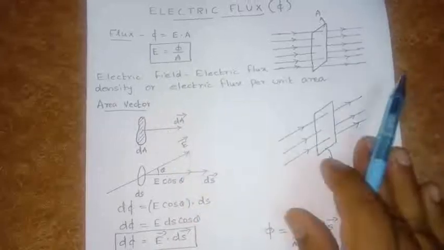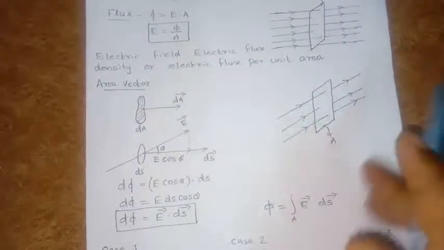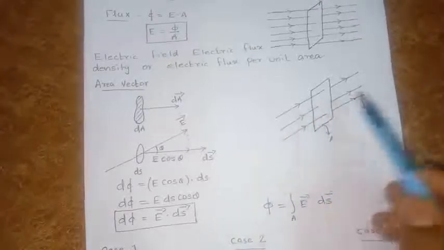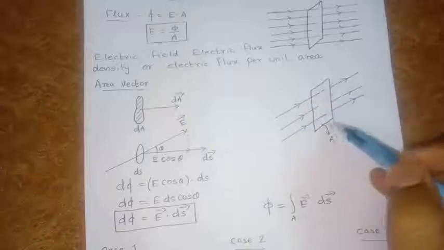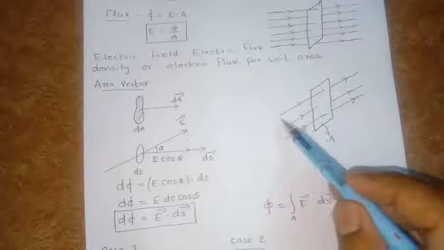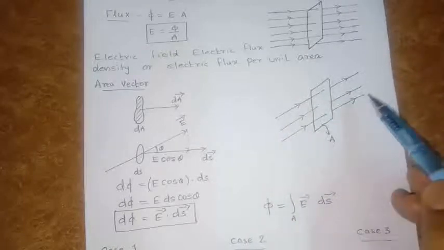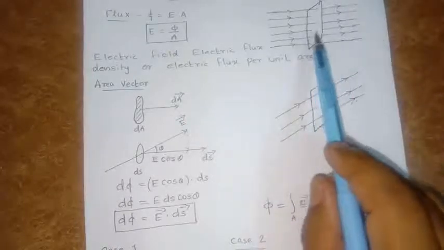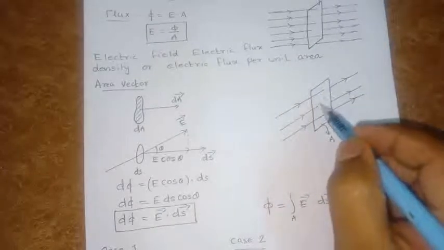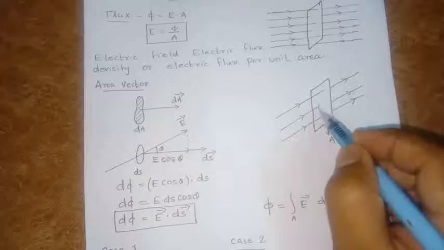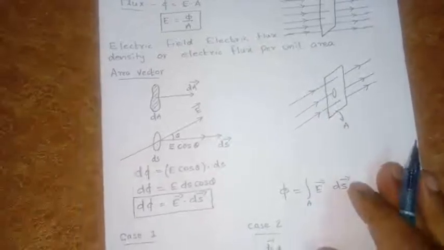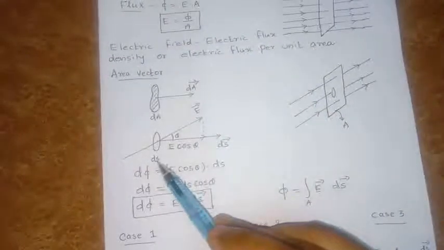Number two, sometimes the electric field will not be perpendicular to the area. There may be some inclination of the electric field. In this case, you can see the area is perpendicular as in the previous case, but the electric field is passing inclined. At that time, not the entire electric field is confined to that particular area. In this particular situation, let us consider a small elemental area as shown in the figure, and that small elemental area is denoted by the letter dS.